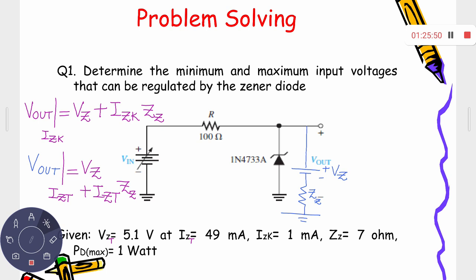This is pretty easy, just subtract expression 1 from expression 2. Suppose this is equation 1, and this is equation 2. Then subtract 1 from 2. What do you know? You know V out at IZT, you know IZK, you know IZT, you know ZZ. So you can calculate your IZ. It is the question, isn't it? You know this one. You can calculate this one.